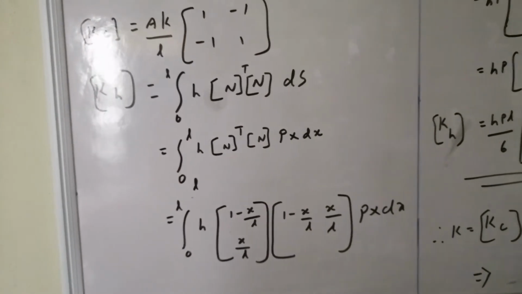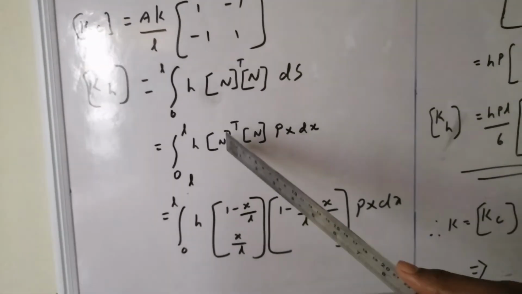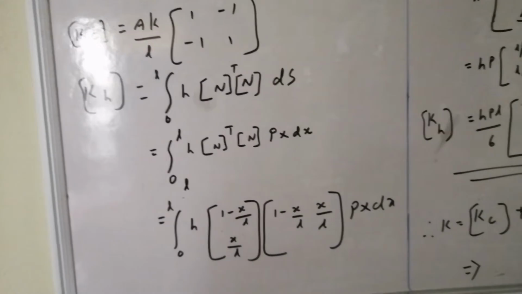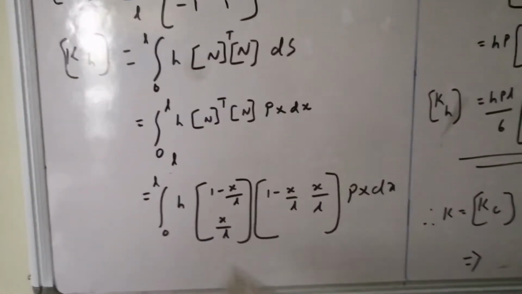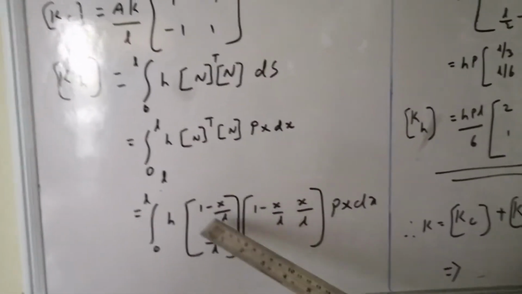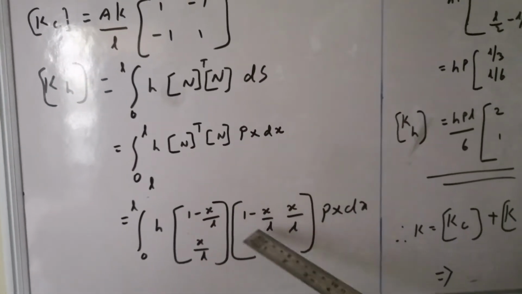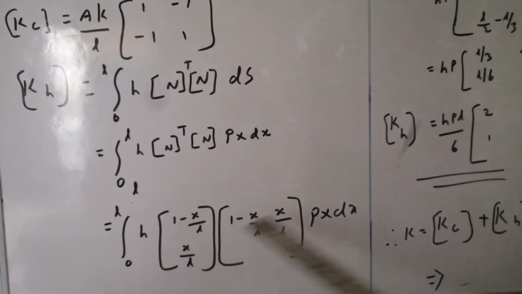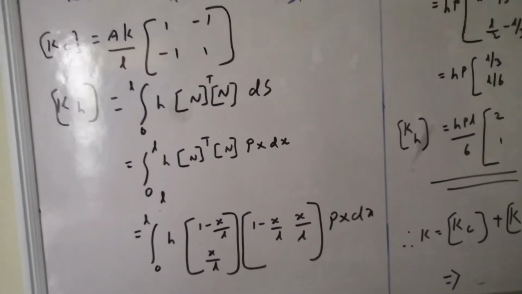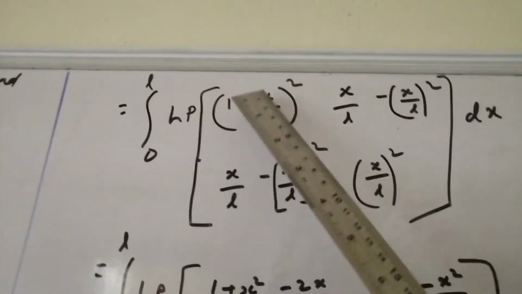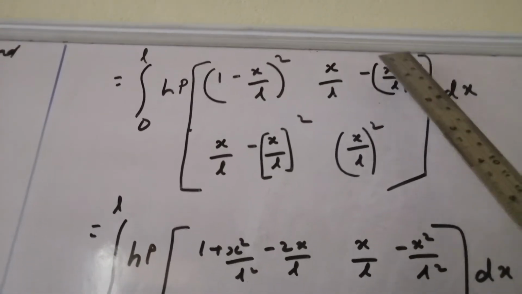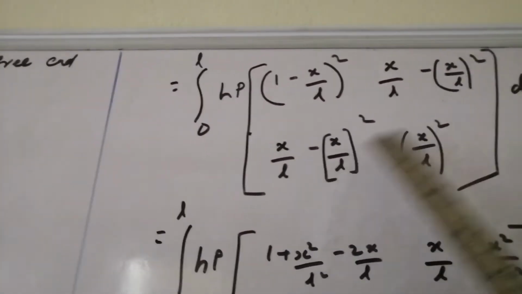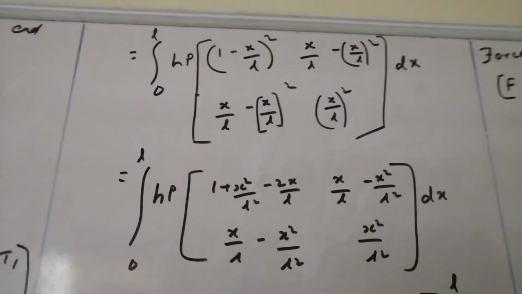Now we are going to substitute the values of N transpose and N. We know that N for one dimension is [1 minus x by L, x by L]. So while N transpose comes, it will come as 1 minus x by L and x by L, h P dx. And we are multiplying it, so we will get it as [(1 minus x by L) squared, (x by L) minus (x by L) squared; (x by L) minus (x by L) squared, (x by L) squared].